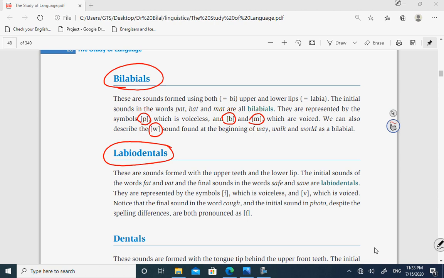Usually the labiodentals are f and v. If you produce f and sustain it, you will feel that the lower lip touches the upper front teeth. And for the v, the lower lip touches the upper front teeth. So we produce f and v with the lower lip and the upper front teeth. The difference between f and v is in voicing. F is voiceless, while v is voiced. Try it, please, and feel the vibration as well.